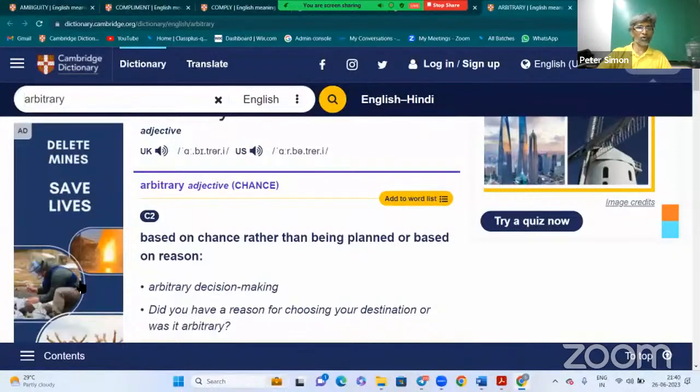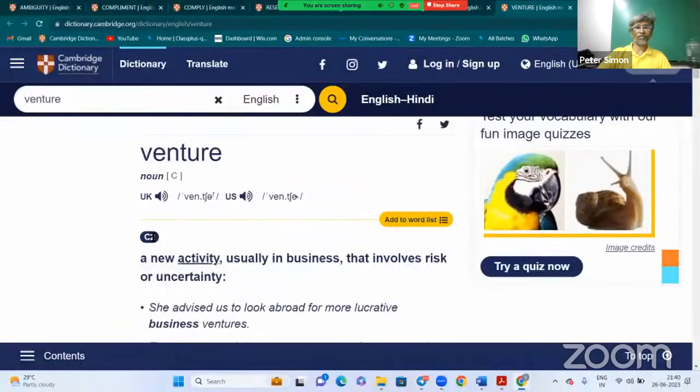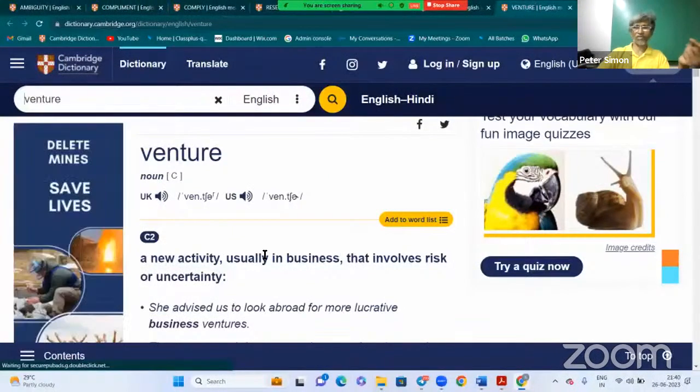Then let us see some more words here. Yeah, venture. Venture is C2 vocabulary: a new activity, usually in business, that involves risk or uncertainty. So do not venture into drug addiction. It's disastrous for you. Don't go forward. Don't start a new activity because it's harmful for you. It's a risk for you, which cannot guarantee good health if you get into drug addiction. So like that, okay? Use certain words in a general sense, that will definitely help you a lot.